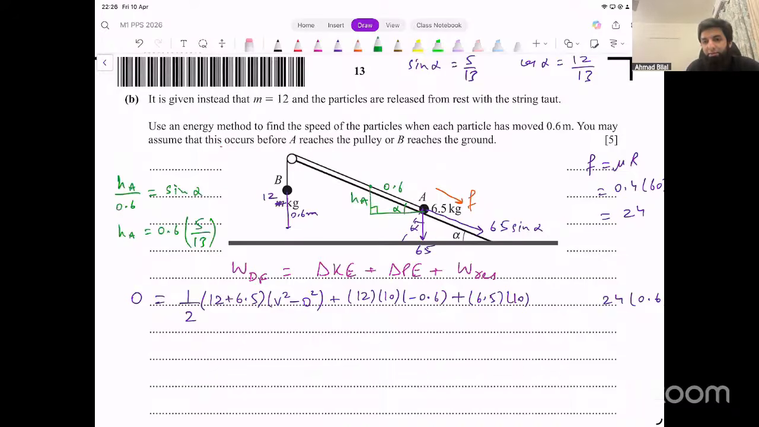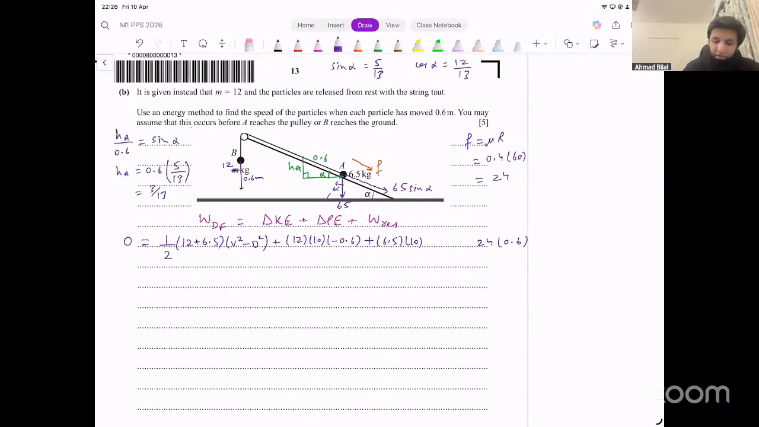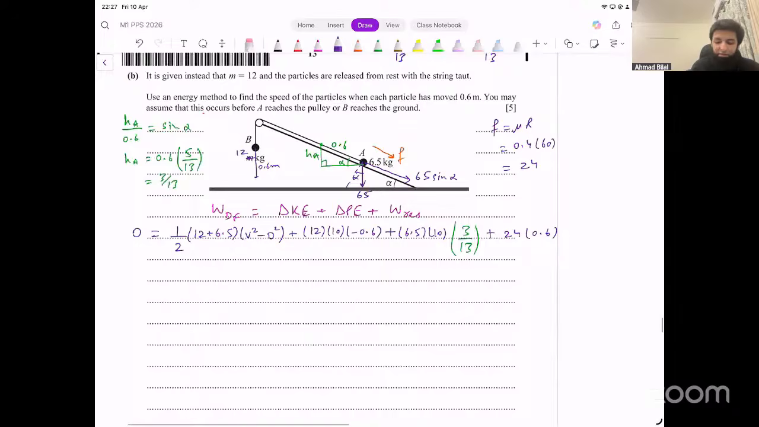Okay. What do we get for this? 3 over 13. So change in height is 3 over 13. Change in height for A, that is 3 over 13. We've got this as well. So we can put that here now. Change in height for A, 3 over 13. And that is going to give you the value for B. You can see what that is.